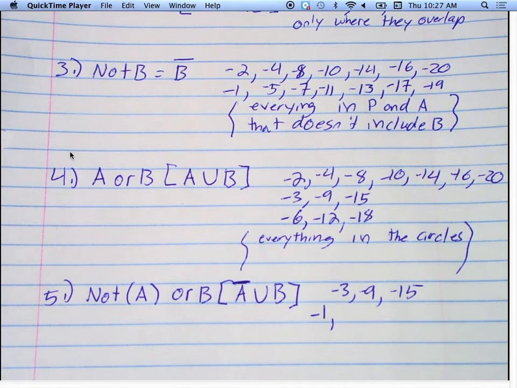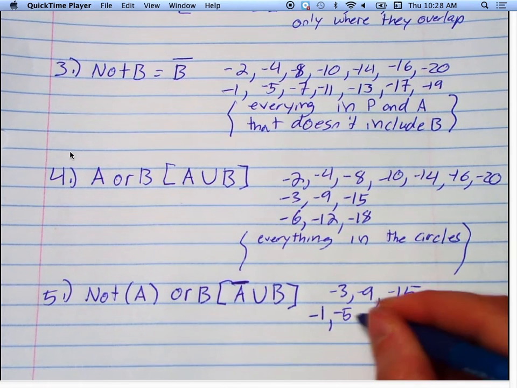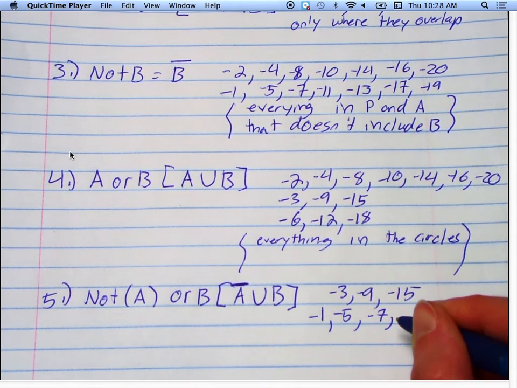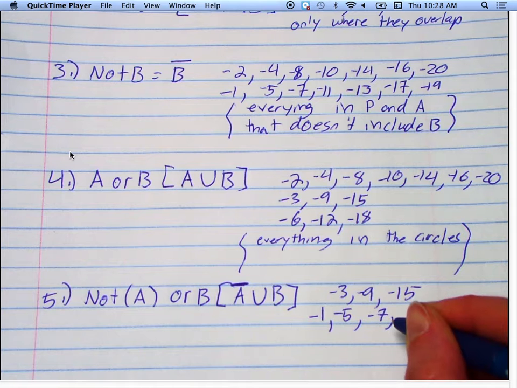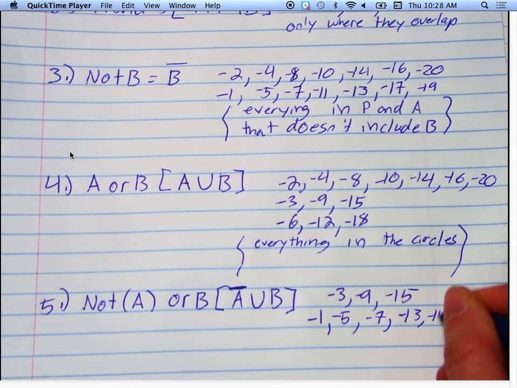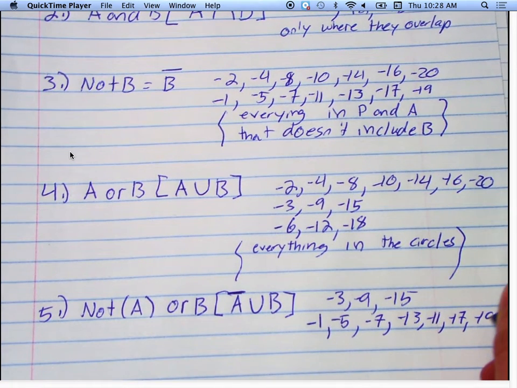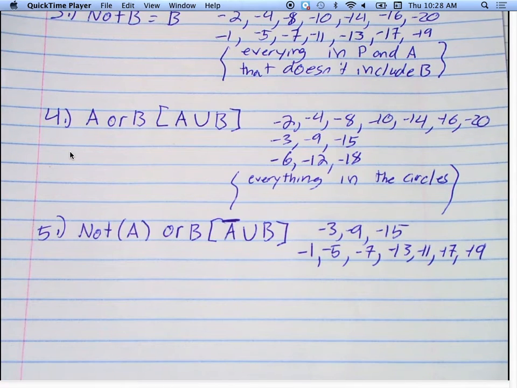Okay, so it's not A, but it could be B. But that also means it could be all the other ones. It's not A, but could be B, or it could be anything in P. Okay, so all we know is it can't be A. That's it. But that is weird. Whatever.